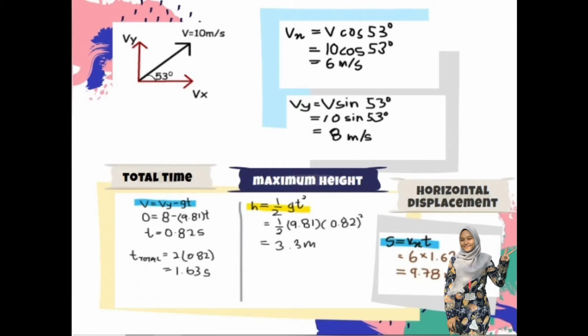Okay, then for the maximum height, just use the formula H equal to half GT squared and substitute the nilai, and we can get the 3.3 meter. And the last is horizontal displacement, same like a previous question, just use the formula S equal to VT and substitute the value to get the final answer.